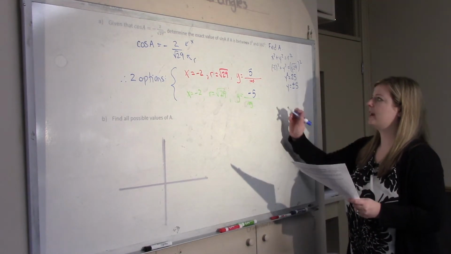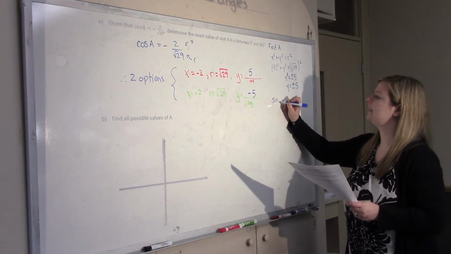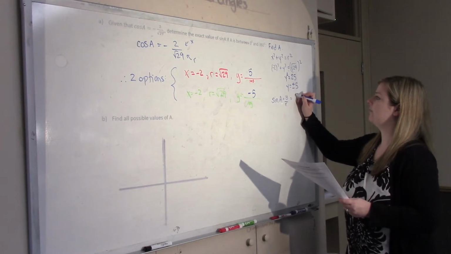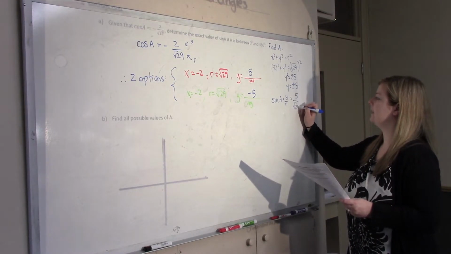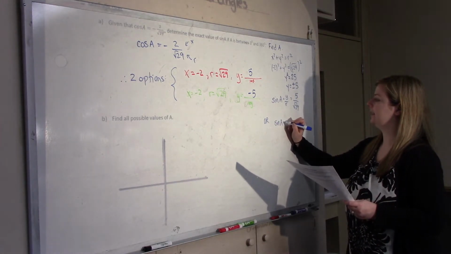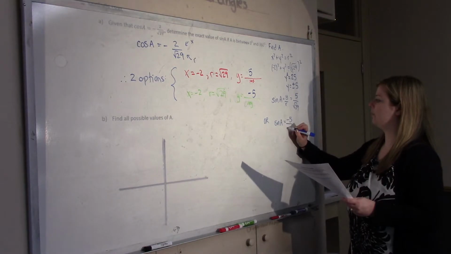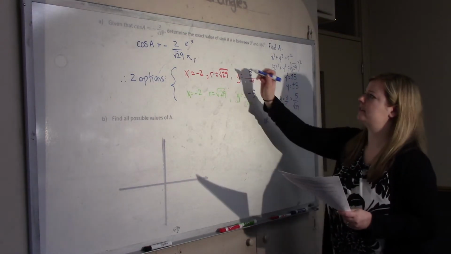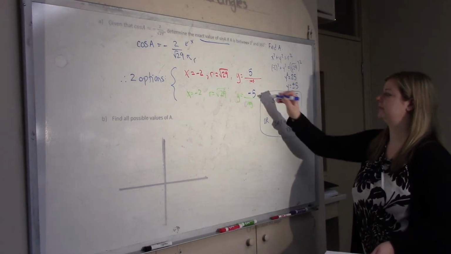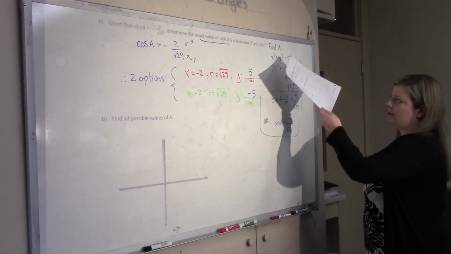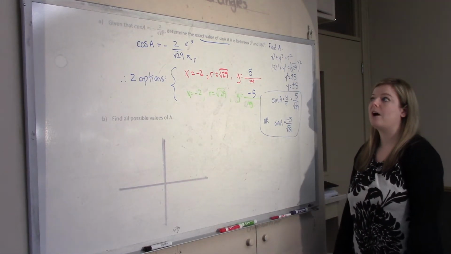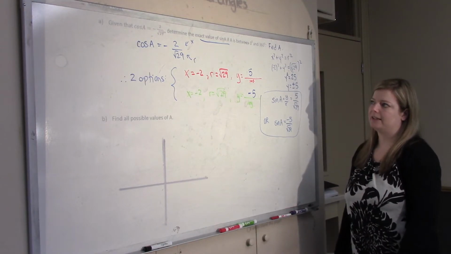So now sine A, which is y over r, can be either 5 over root 29 or sine A can be equal to negative 5 over root 29. So that's the exact value of sine A. There's two answers to that part. Now we're going to find all possible values of A. So how big is that angle exactly?